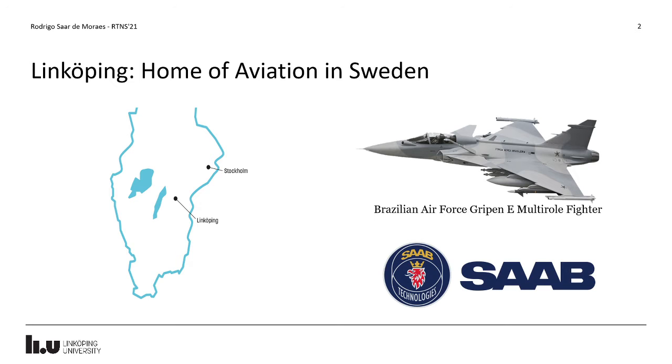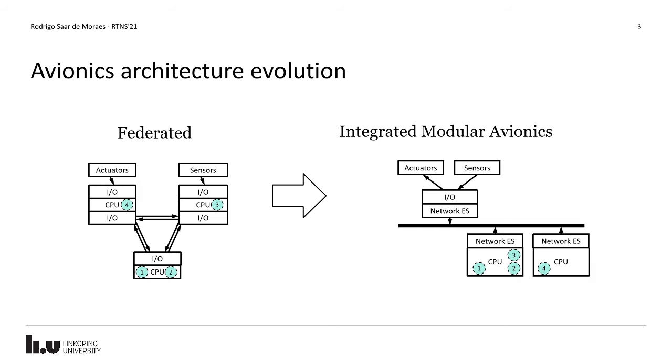So, a little bit of background on what led us to write this paper. Linköping is a city south of Stockholm in Sweden, and it's the home of the aviation division of Saab, which produces this plane you can see in the picture, among others. This proximity to the industry gives us some insights about what's going on in the aviation industry. One of the things we saw during the last few years was the change from the federated to the integrated modular avionics paradigm for avionic architectures.